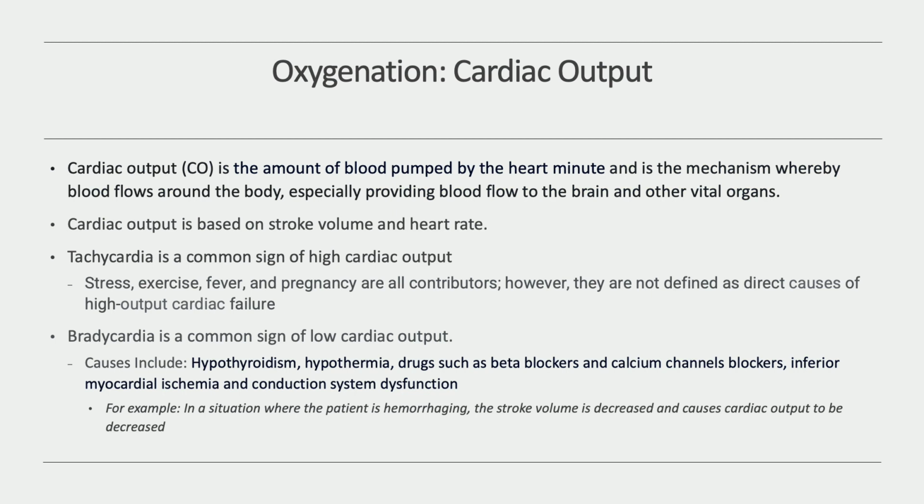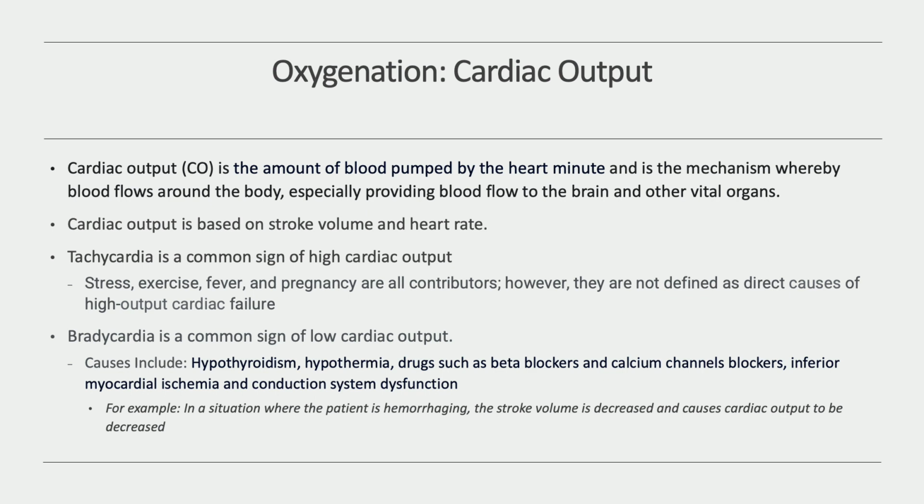All right, cardiac output, the amount of blood pumped through the heart in a minute, how it flows around the body. We need to know that it's based on stroke volume and heart rate. We need to know that tachycardia is a common sign of high cardiac output. Bradycardia is a common sign of low cardiac output, right? Makes sense. These are the things that contribute to tachycardia and bradycardia. When you have a patient who is hemorrhaging, for example, the stroke volume is going to be decreased and cardiac output is also going to be decreased.